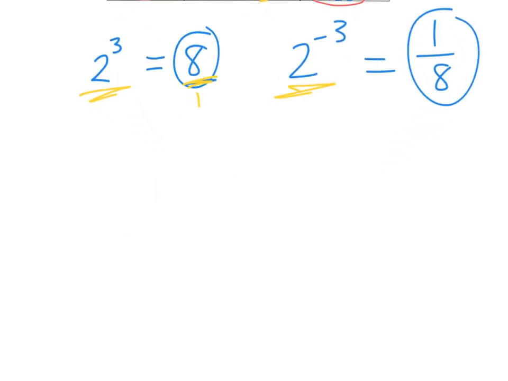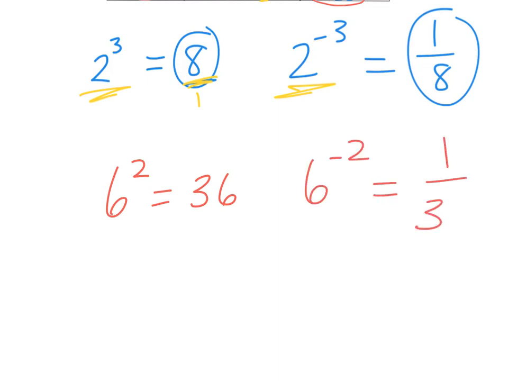What if we had 6 to the second power? That would be 36. So 6 to the negative second power is just 1/36. See the relationship between these?